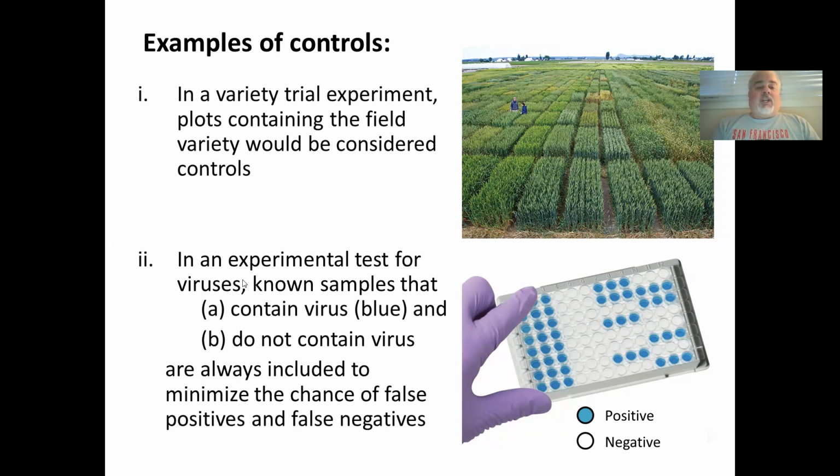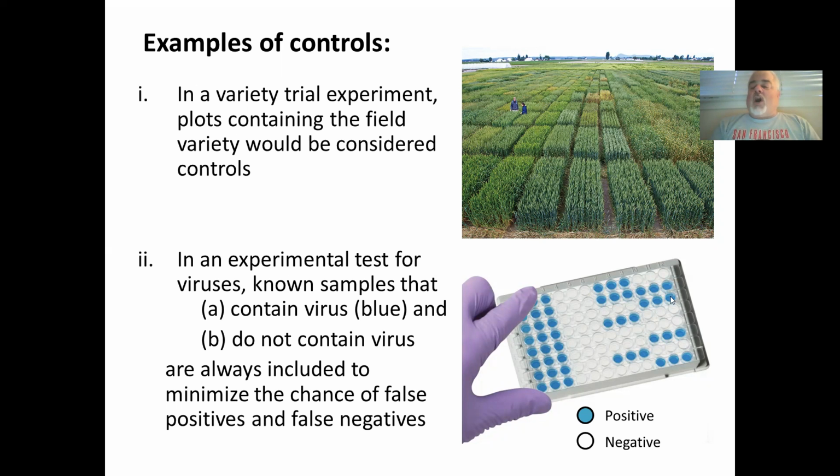Another example, in an experimental test for viruses, known samples that contain the virus and known samples that do not contain the virus are run. So that might be the upper right-hand corner here. The upper right-hand corner, the extreme first one, is white. It is a known virus-free sample. If that turns blue, you throw the whole thing out.